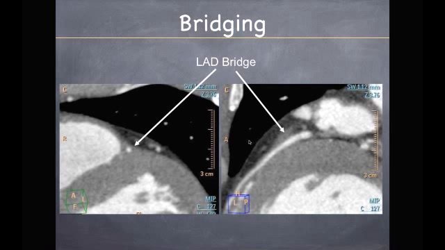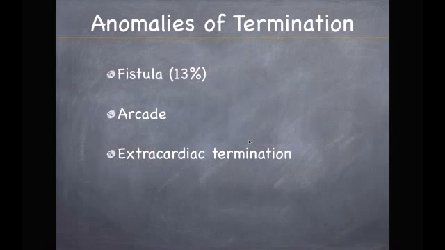Every once in a while, for example, I had one young patient that had reproducible pain, and actually he had a long 8 to 9 centimeter myocardial bridge, a very deep LAD bridge, and that potentially was the cause of his symptoms. But most of the time we see them in about a third of patients, and they generally don't cause any problems. There can also be anomalies of termination.